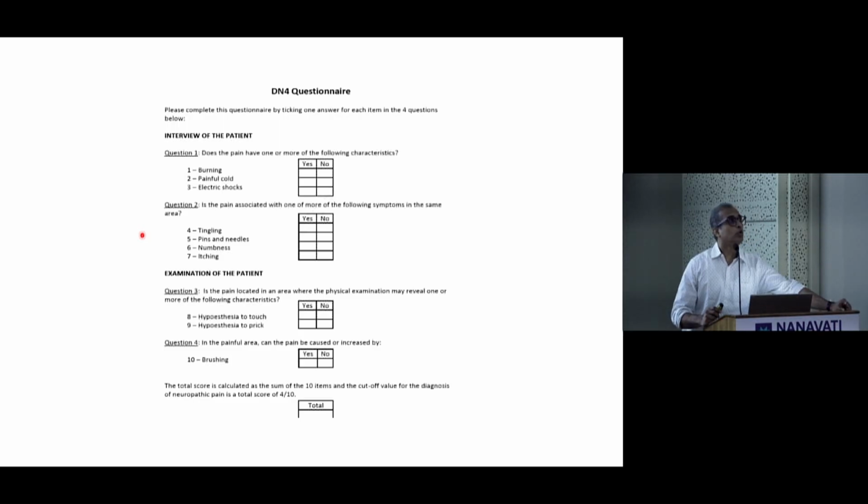This is a small tool which is used to actually diagnose neuropathic pain. And there are 10 items on this. At least 4 of them should be scored as positive for us to say that it is neuropathic pain. There are symptoms, there are positive signs that have to be elicited by the physician. And all of those put together, if you have 4, then that's neuropathic pain. If you don't have 4, then that's unlikely to be neuropathic pain. It's likely to be something else.